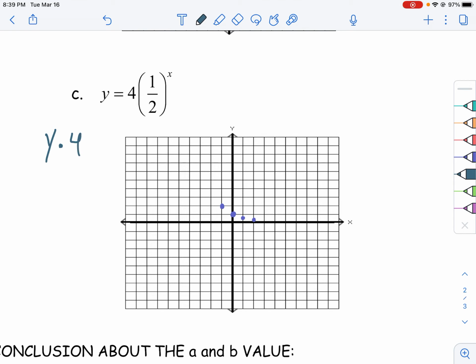So now +2 becomes +8. 1 becomes 4. Half multiplied by 4 becomes 2. And 1/4 multiplied by 4 becomes 1. So there's this graph. And remember, these are still never going to cross that line, the x-axis.